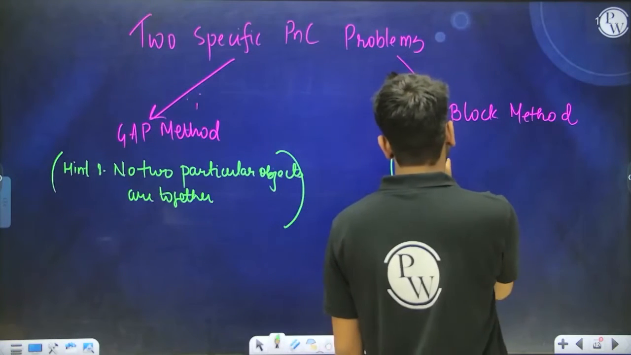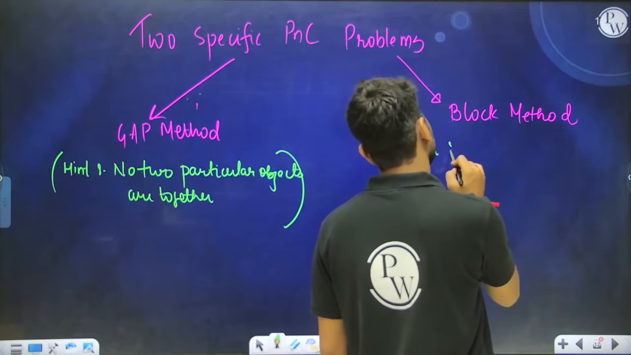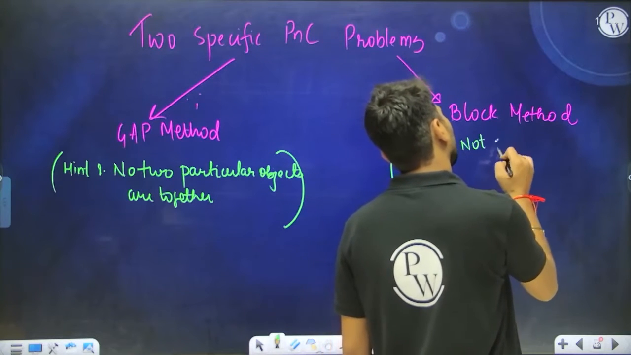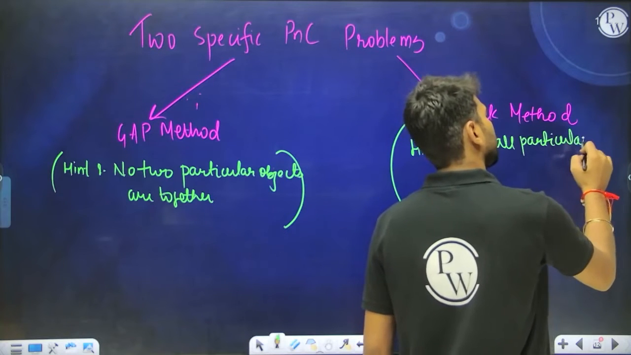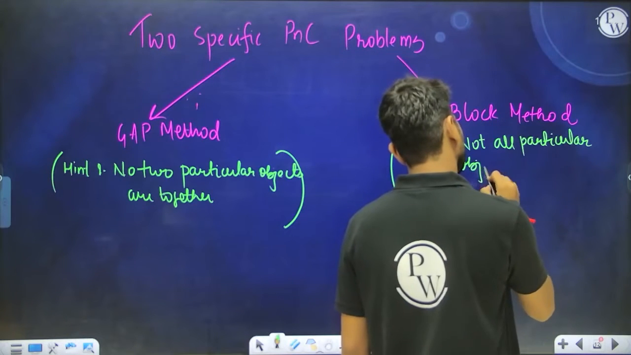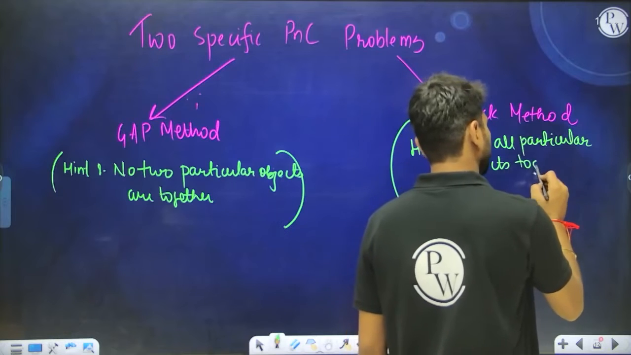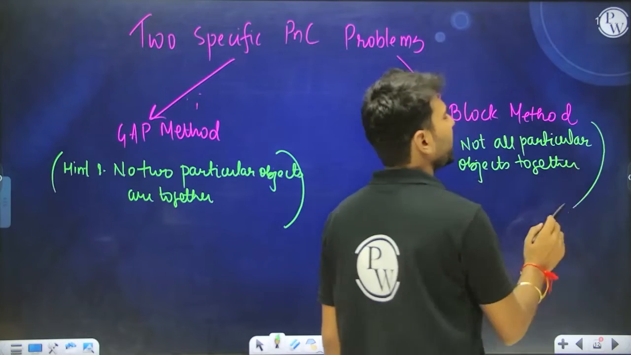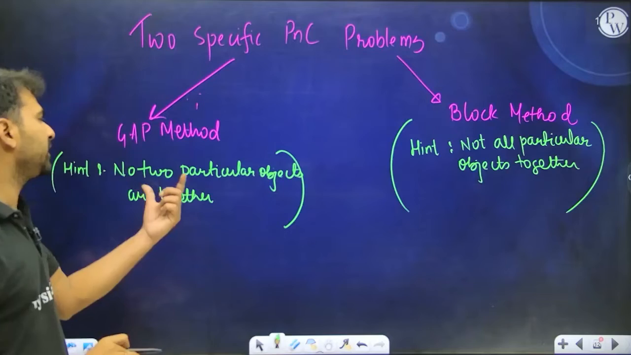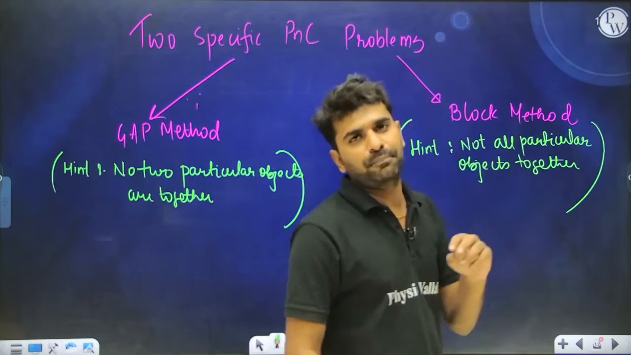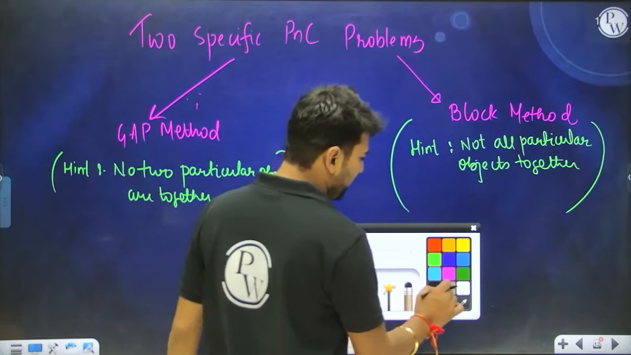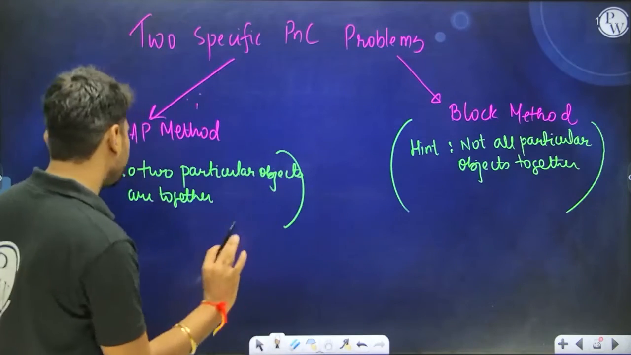And in order to apply block method, the hint is not all particular objects together. These are the hints. Whenever you see these words, you can see that gap method can be applied. Whenever you see this kind of a thing, you can see that block method can be applied. Now let me tell you an example so that you can master the difference between these 2 things.